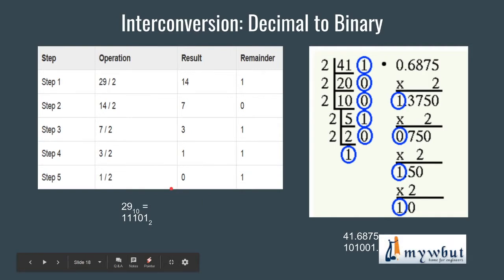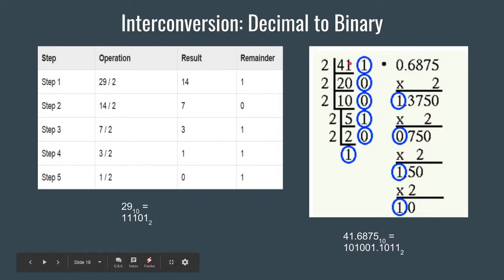Let us see some more examples. Over here we have a simpler number. The number is 29 and we want to convert it into the binary number system. We start by dividing it by 2. So 29 divided by 2 is 14, remainder 1. 14 divided by 2 is 7, remainder 0. 7 by 2 is 3, remainder 1. 3 by 2 is 1, remainder 1. 1 by 2 is obviously 0 and remainder 1. So the number is 11101. So 11101 is the binary equivalent of 29.